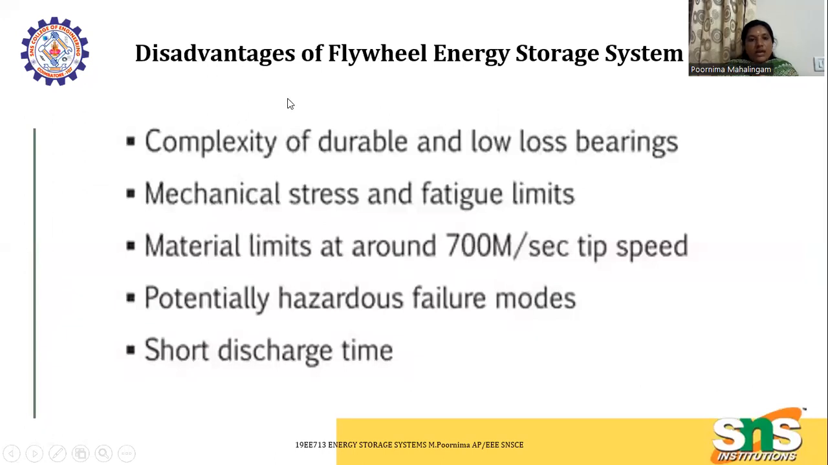And we have some disadvantages: the complexity of durable, low loss bearings, mechanical stresses, material limits of about 700 m per second tip speed, potential hazards and failure modes, and short discharging time. The charge and discharge time is short. These are the main disadvantages.